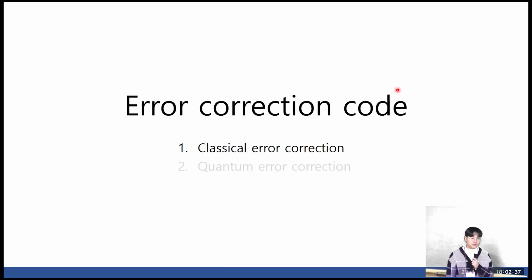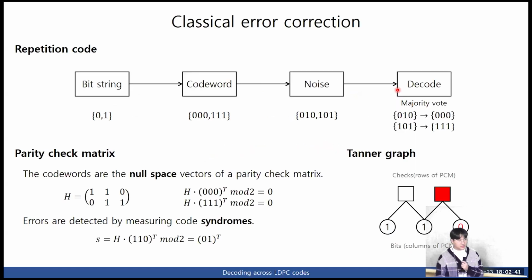Let's start with classical error correction. A basic example of classical error correction is the repetition code. Our classical binary data may have bit flip errors where 1 goes to 0 and 0 goes to 1. To prevent this, we repeat the ones and zeros to make it fault tolerant. Here, you can see that our code words get noise and are decoded by majority vote.